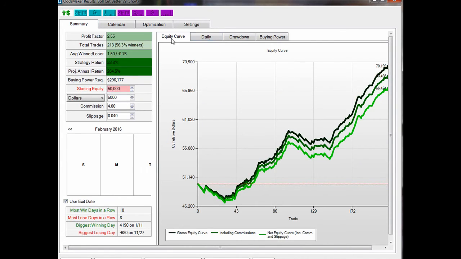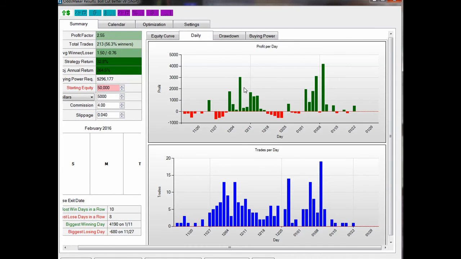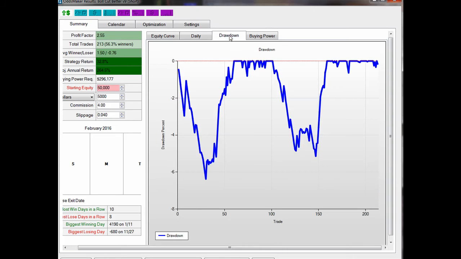It's also important on the summary page to check and make sure that we're getting some daily distribution and not everything is happening in one day and one day only. So you can see this is a good distribution of profit days versus negative loss days. Drawdown shows you at one point how bad your drawdown on the account would be, and this was only 6% on the onset, and after that it got much better.